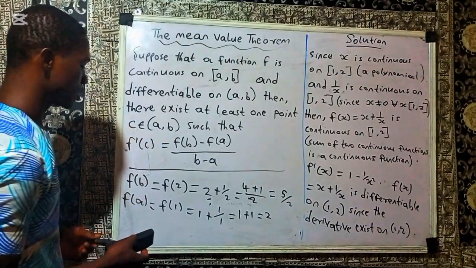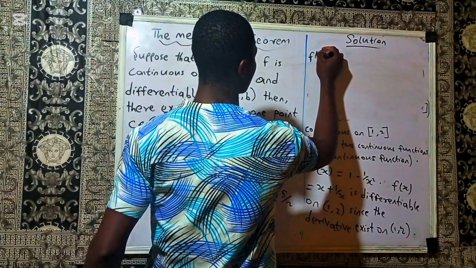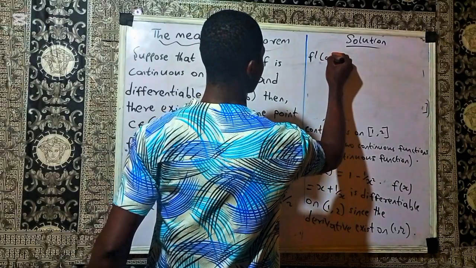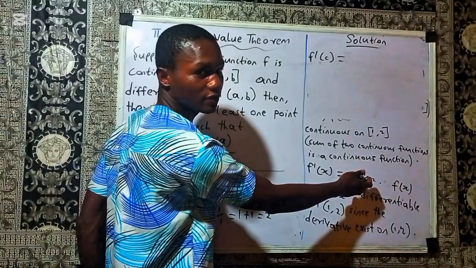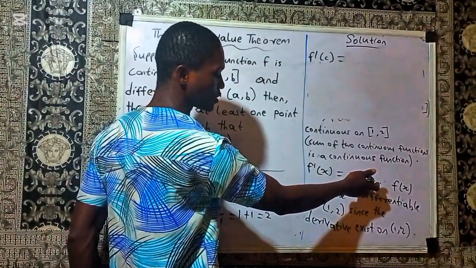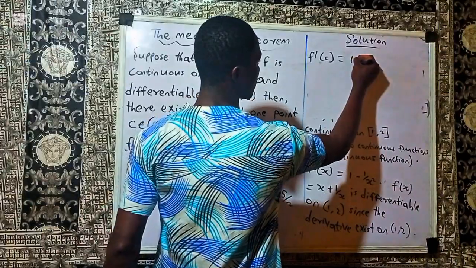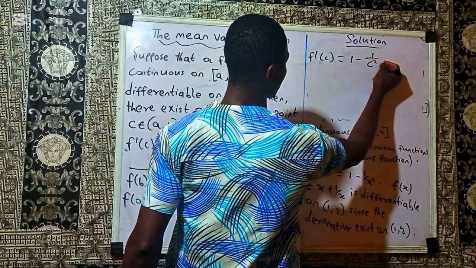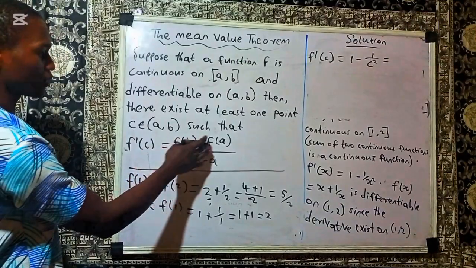Now you solve the equation for f prime at C. What is f prime at C? Go to your derivative. This is our derivative. Replace x with what? C. Substitute x for C here. You will now have 1 minus 1 over C squared. And this is equal to what? F at B minus F at A.